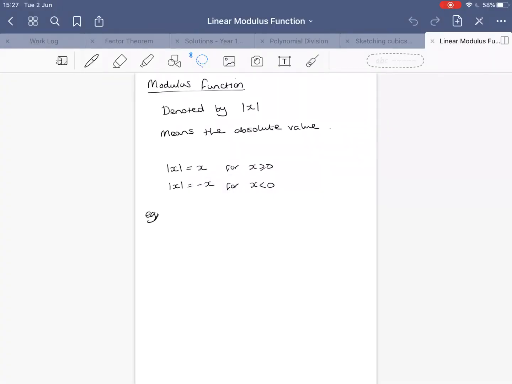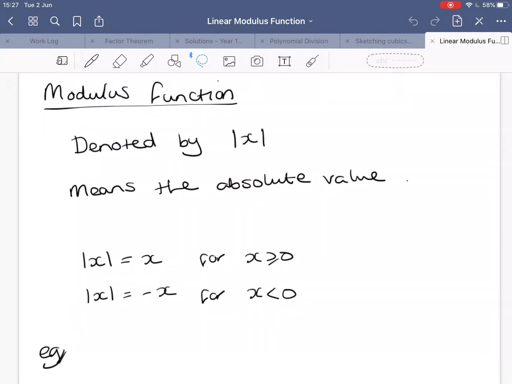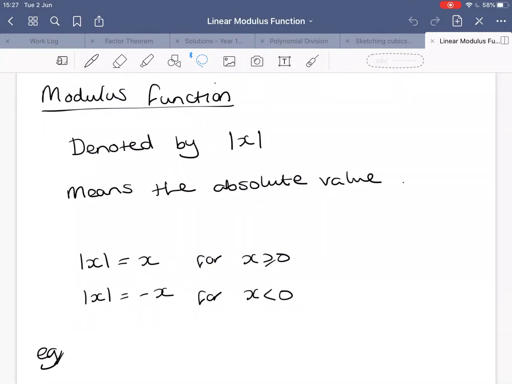Okay, so today we're going to look at modulus functions, okay? And modulus functions are always denoted by these two lines here. So how would you say this? You would say that is the modulus of x, okay? And what does modulus mean? It just means the absolute value of the number, or what is inside the two straight line brackets.